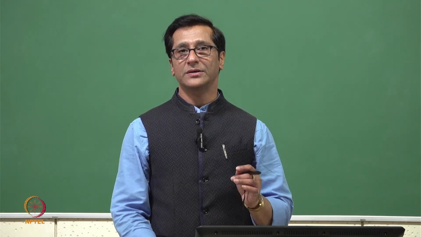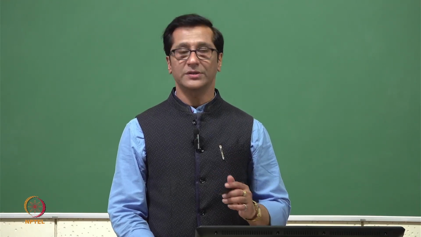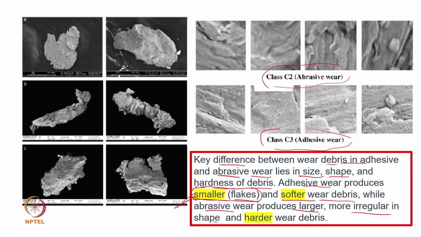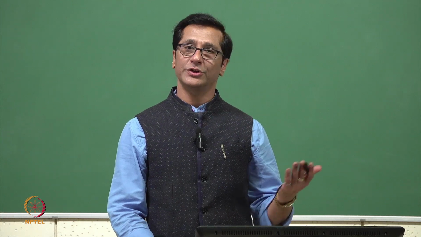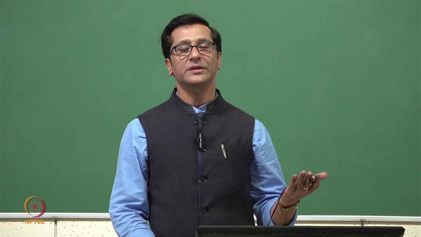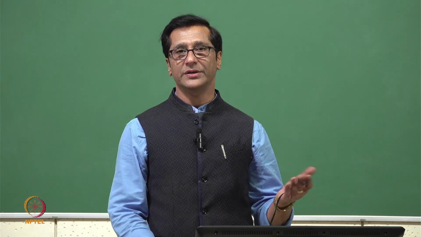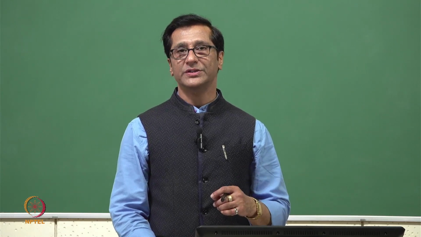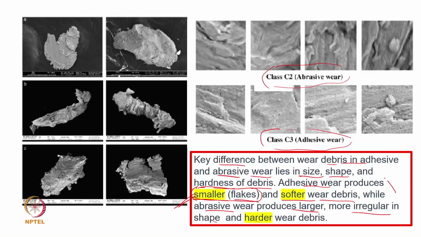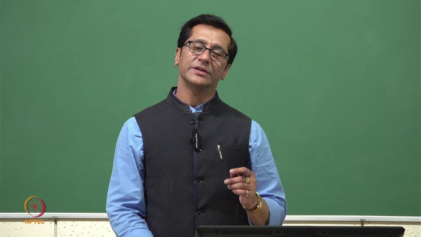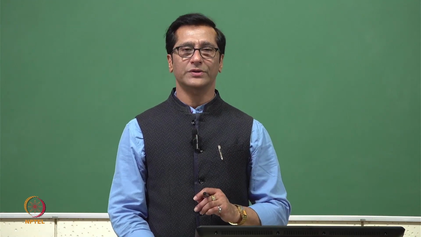And then on the flakes which are coming out: if the friction is smaller or lesser, the flakes will be smaller. If the friction between the two surfaces increases, then the flakes will be on a higher side. However, the justification is that wherever adhesive wear occurs, there will be more plastic deformation, and when there is plastic deformation, the material has to be softer.